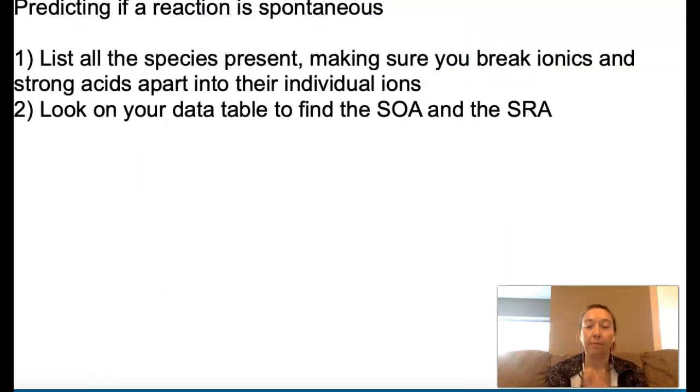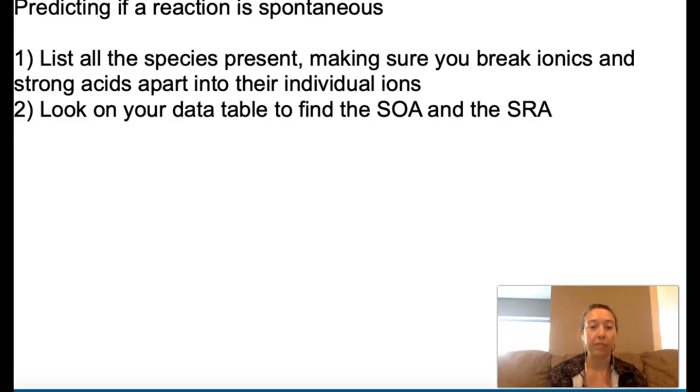For us to predict if a reaction is spontaneous, we have a couple of steps that we are going to take. We're going to need our data booklet because we need to be able to find things in it. How this is going to work is you're going to list the things that you have. Redox reactions are a little different than any other unit you're in. Normally in other units, you'd look at your reactants and you'd be like, oh, I have a compound and a compound, I'm going to do double replacement. We don't actually want to do that when we're in redox.